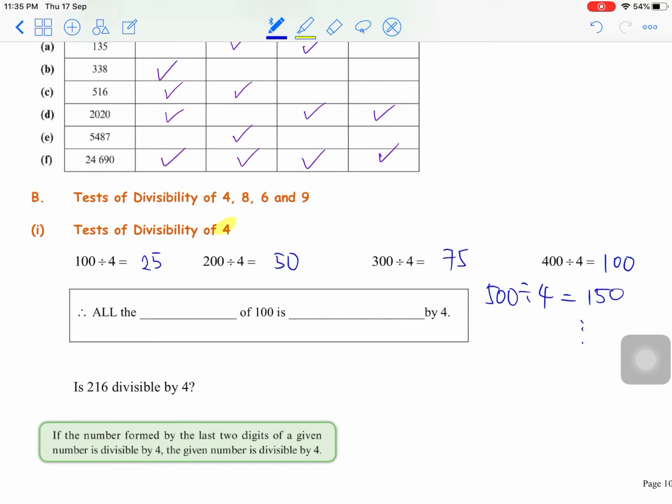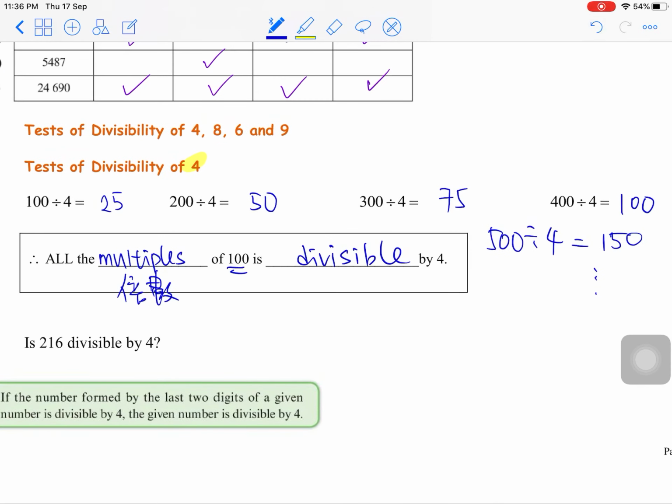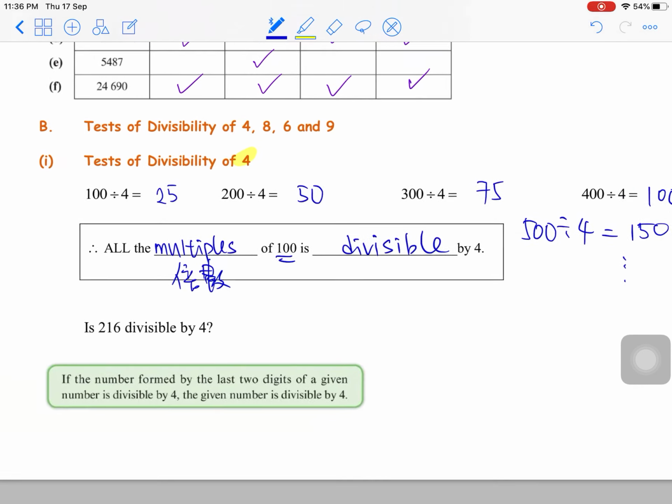You can check any of the multiples of 100 to see whether it is divisible by 4. So actually you can find out that all the multiples of 100 will be divisible by 4. Okay, now I only focus on the multiples of 100.